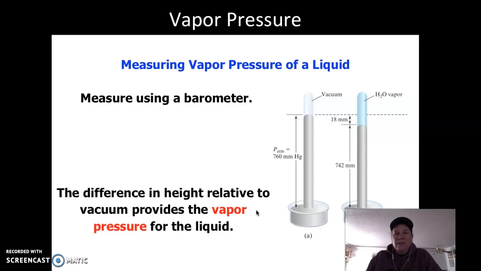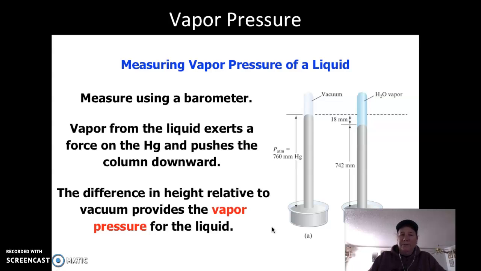Okay, here's using a barometer to measure liquids. We talked about this with gases. You have a force coming down, and it exerts pressure and then pushes it up the tube. This is our barometric pressure. We talked about it with gases as well. But a barometer can measure the vapor pressure of a liquid too.